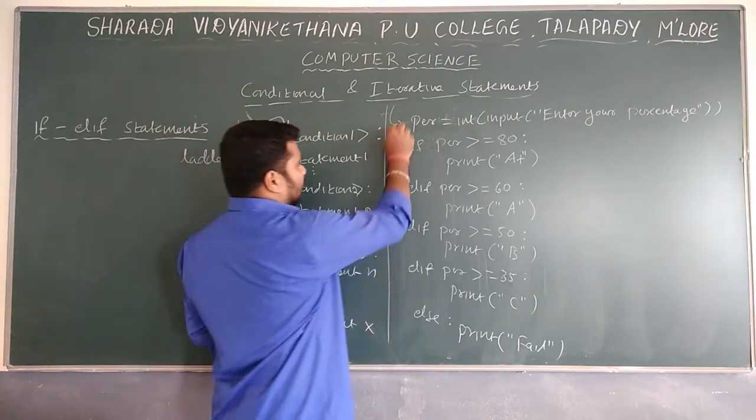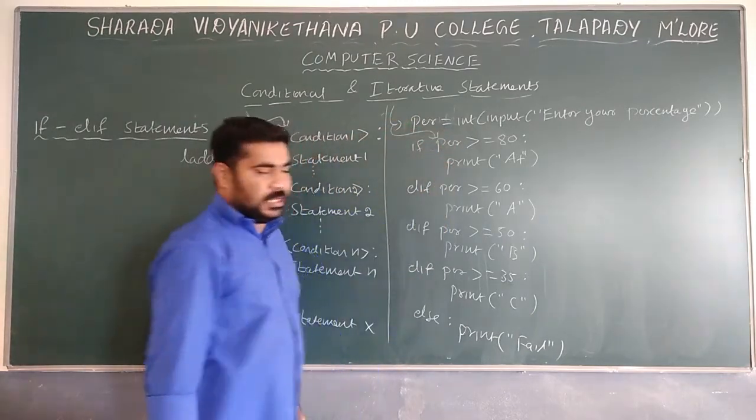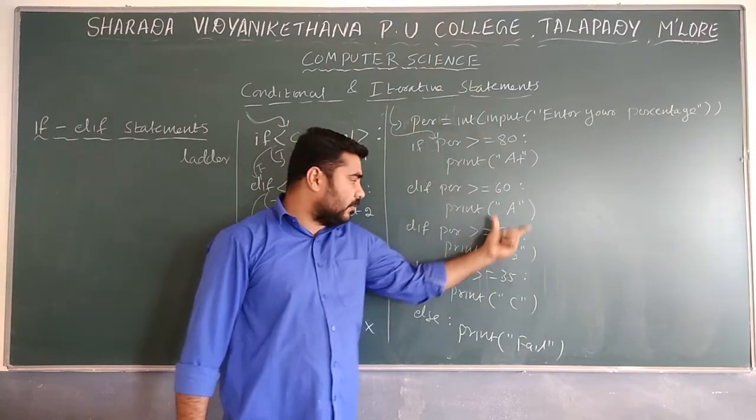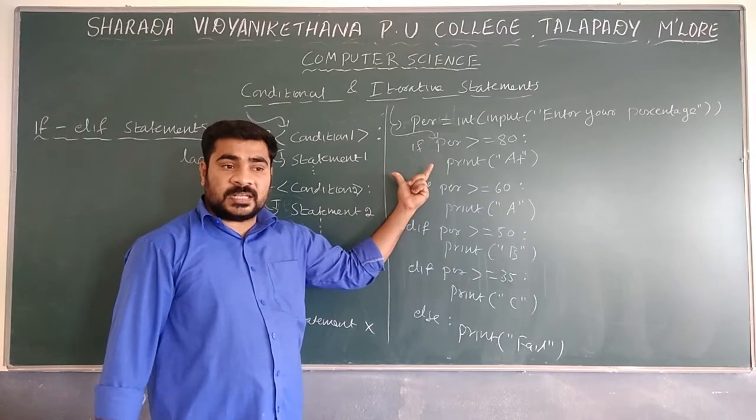Then that value is checked here. If the percentage is greater than 80, and if it is more than 80, you will print A plus. Remaining everything is going to skip. It is not executed if it is less than 80.